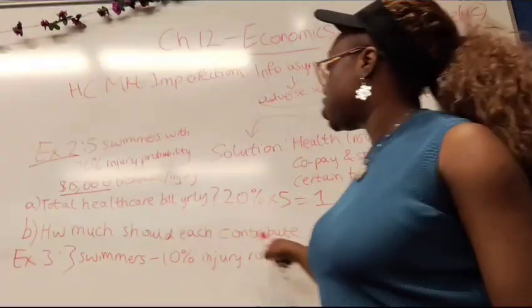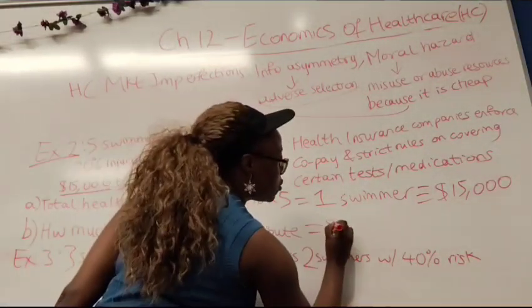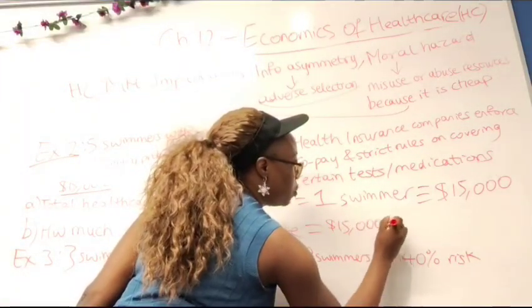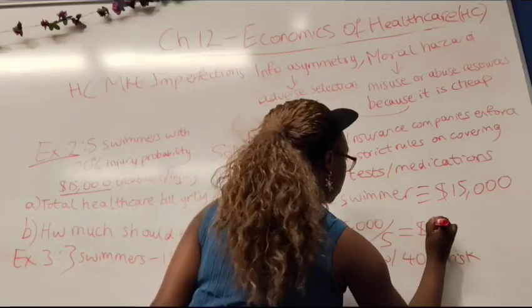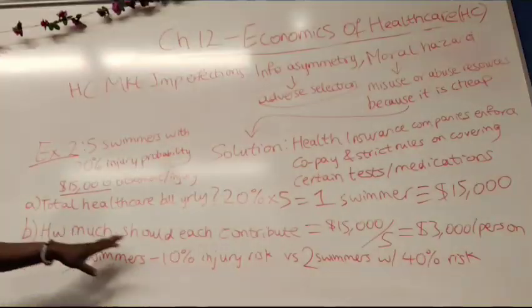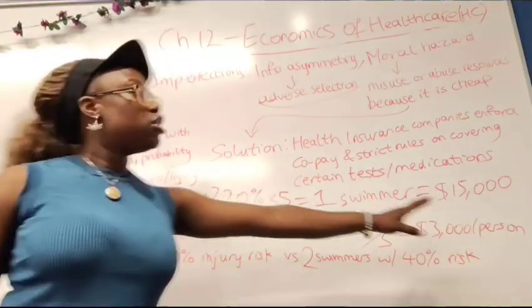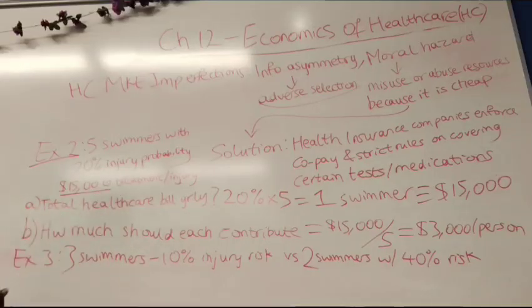Now, how much should each person contribute? Because there are 5 swimmers in total, all you need to do is split the $15,000 yearly premium divided by 5 people. So that is going to give $3,000 per person. So each person is better off paying $3,000 a year just to protect from these low risk but high cost events. Now, let's quickly go on to the next example.